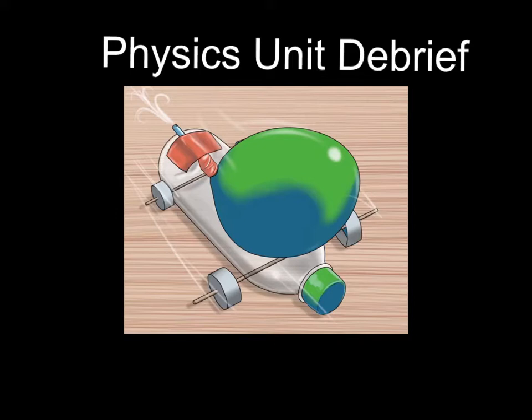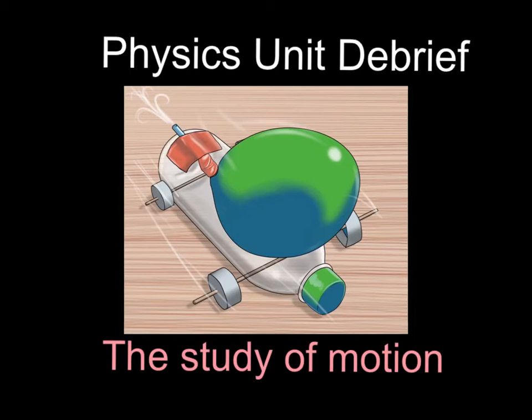In the beginning, we didn't even know what the word physics meant, and then we defined it as the study of motion. As we moved through the unit, we learned lots of definitions, some formulas, and lots of techniques for modeling motion with graphs and diagrams. The most obvious way to explain motion is to talk about speed, how fast something is going. And we did that in the very beginning.